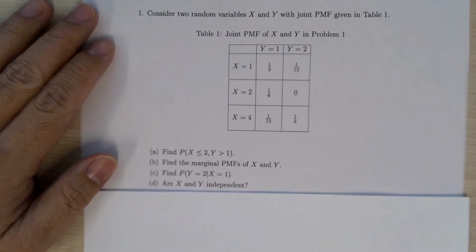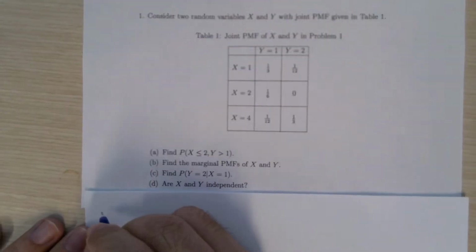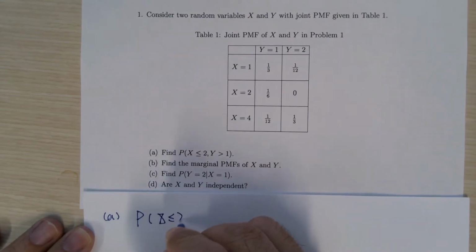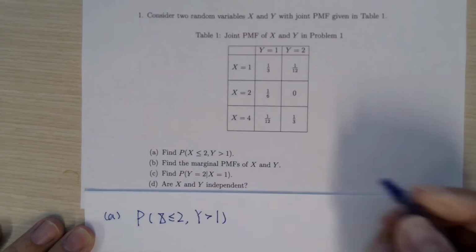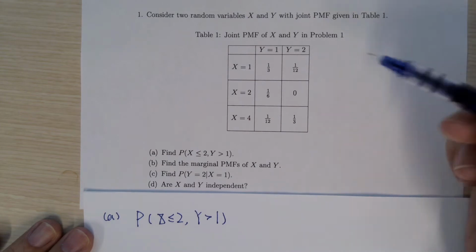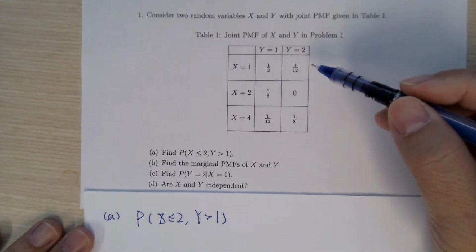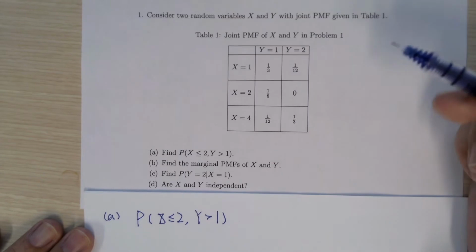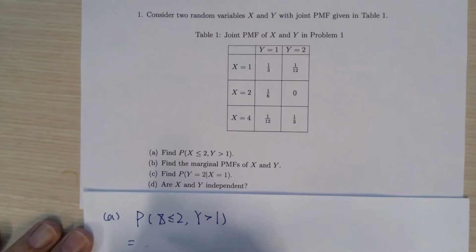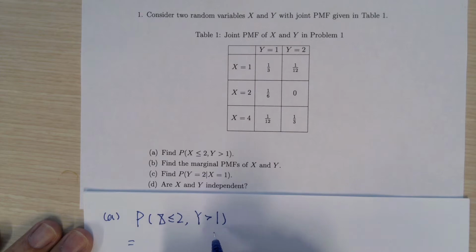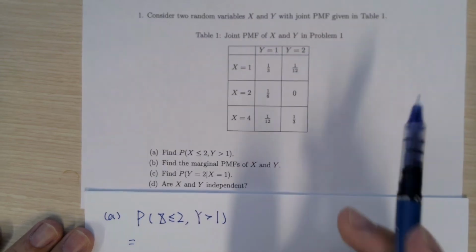The first one, so the probability that x is less than or equal to 2, y is greater than 1. Noticing that the range for y is just 1 or 2, right? And then the range for x is 1, 2, and 4 here. So for the x part, it includes two cases, either x equals 1 or 2. But for y greater than 1, it only contains the situation where y equals 2.